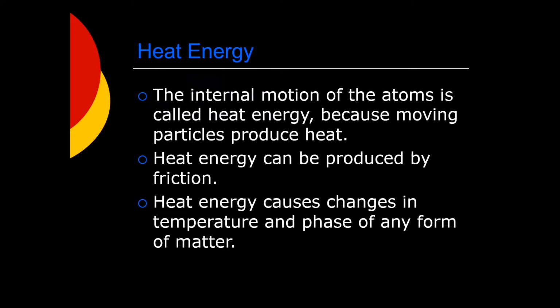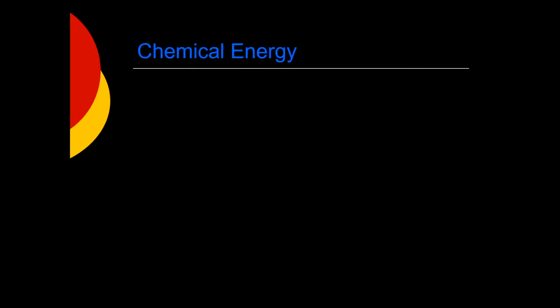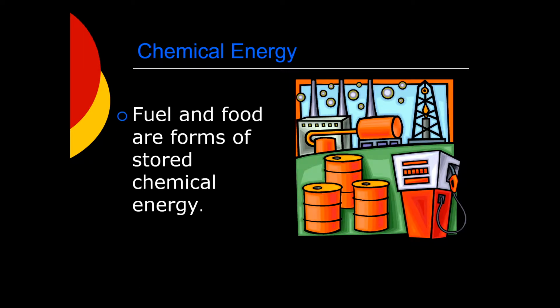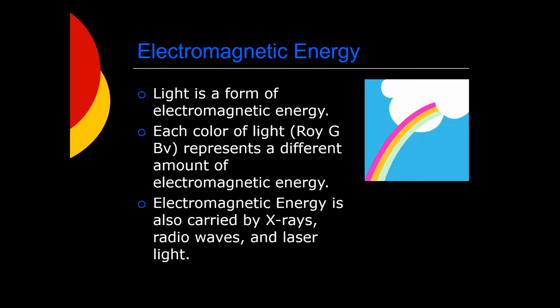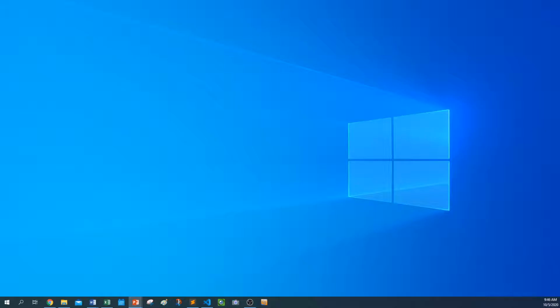So heat energy is due to the internal motion of atoms. It's the same thing as thermal. Well, again, we've already covered these PowerPoints. This is a review. So light is a form of electromagnetic energy. Electromagnetic energy also includes electrical. Yes, these PowerPoints are both on there.